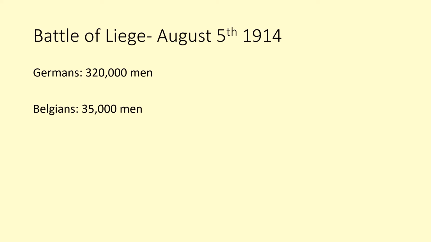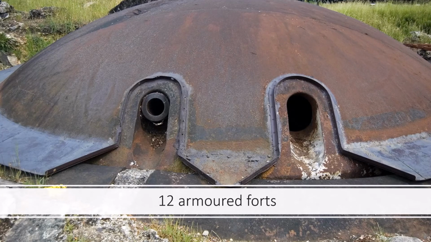Now, the Germans had around 320,000 men, whereas the Belgians had around 35,000 men. However, whilst heavily outnumbered, the Belgians had 12 of these. These are armoured forts. These were lining the river by Liege, and they were very, very well protected. As you can see, there's very little opportunity to hit any people inside, and there were limited explosives that could do damage to those forts back in 1914.